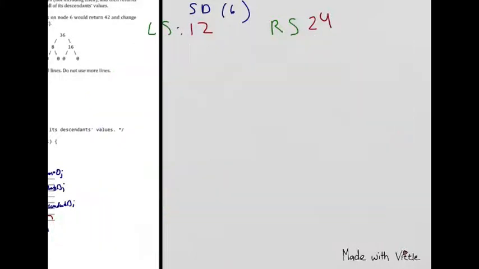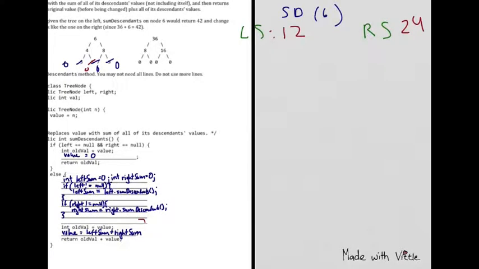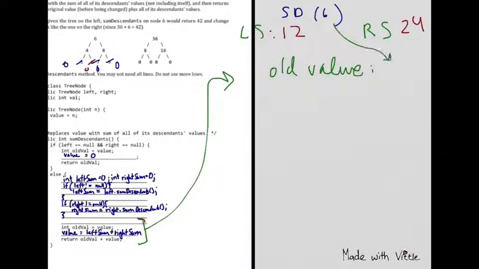So now that we have both the left sum and the right sum for our original call, sum descendants of 6, we can go ahead and hit the bottom part of the code for this case as well. So that's going to require setting old value to the current value, which is 6. And then we're going to set value to the sum of the left sum and the right sum, which we want to be 36. And lo and behold, 12 plus 24 is 36, which is the answer that we wanted.